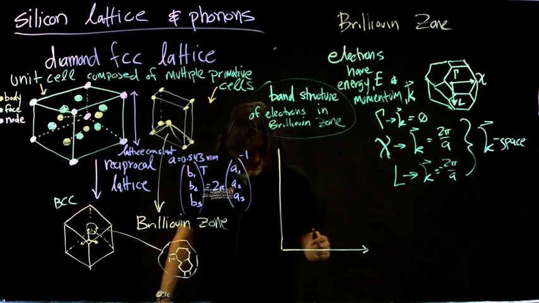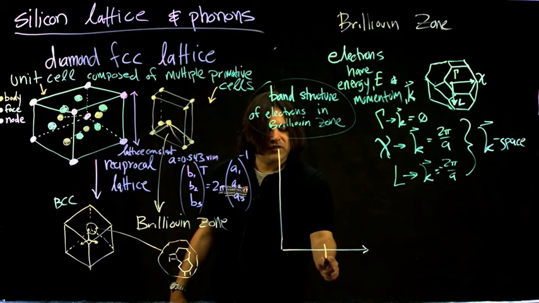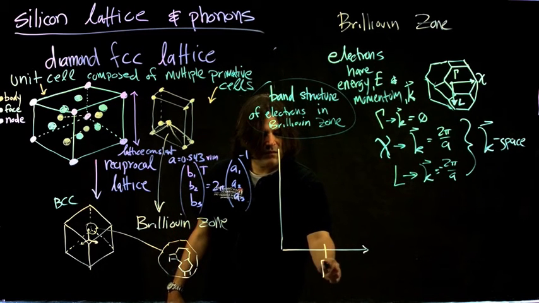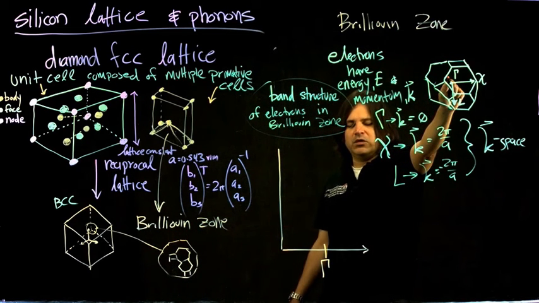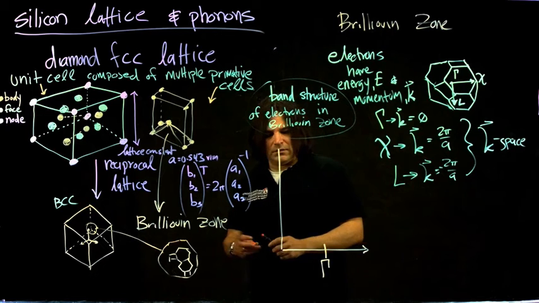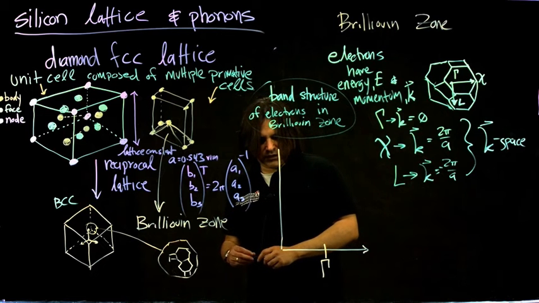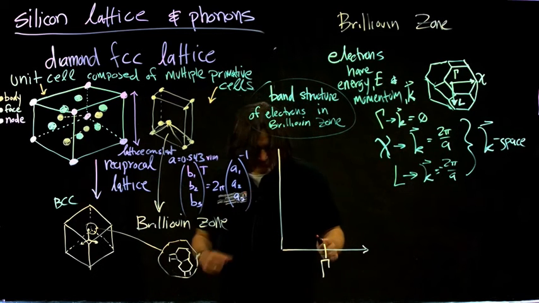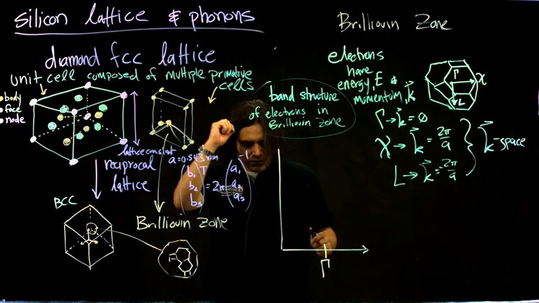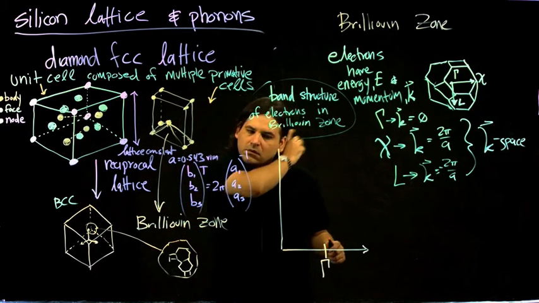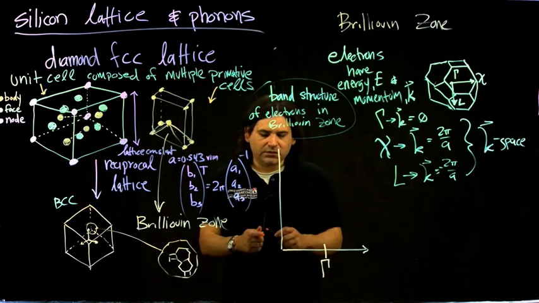So we can draw a diagram where if this is gamma, we're literally here in reciprocal space in the crystal. Let me give me more space. No, I need more space.